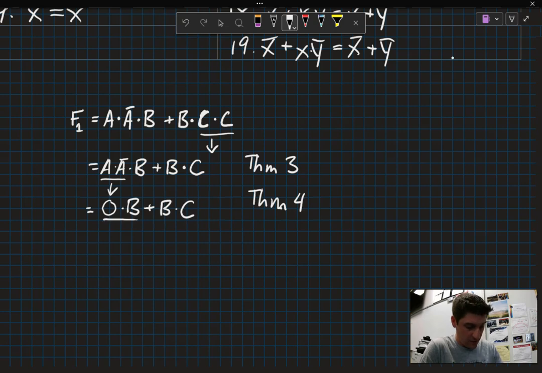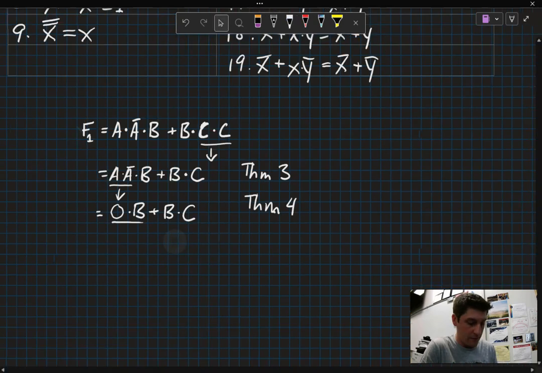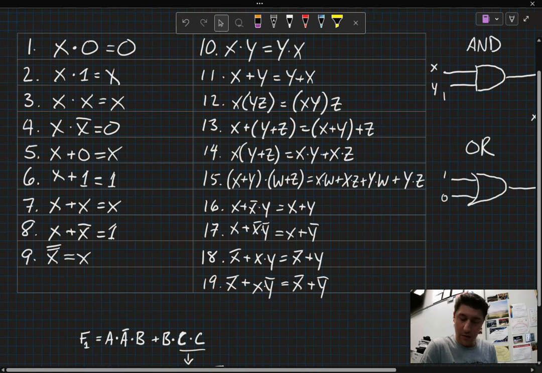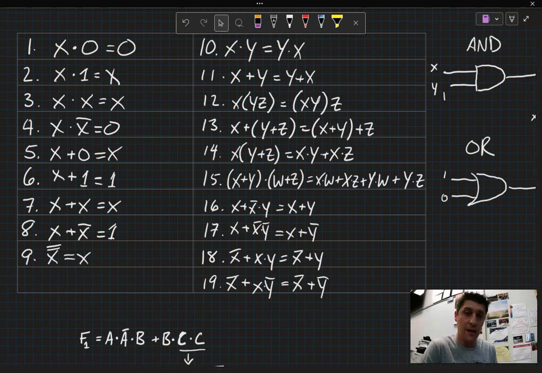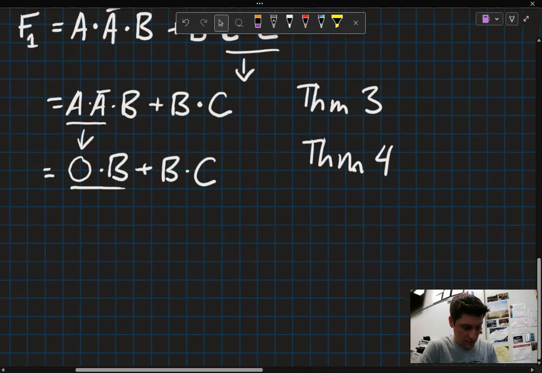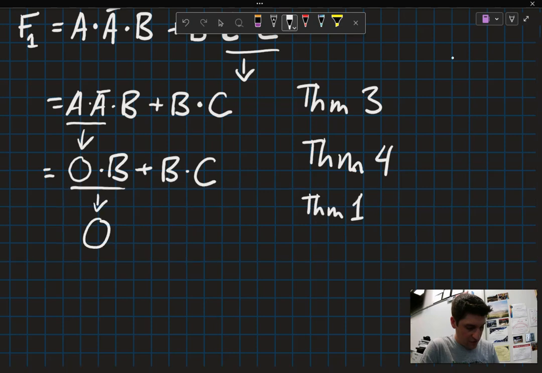So 0 and B, something's going to happen with that, right? Let's take a look at our expressions and our theorems, and we can see that the first theorem, theorem 1, says anything ANDed with 0 gives us 0. So 0 and B is going to be simplified by theorem 1, and that's just going to turn into 0, or B and C. So that's where we are now.